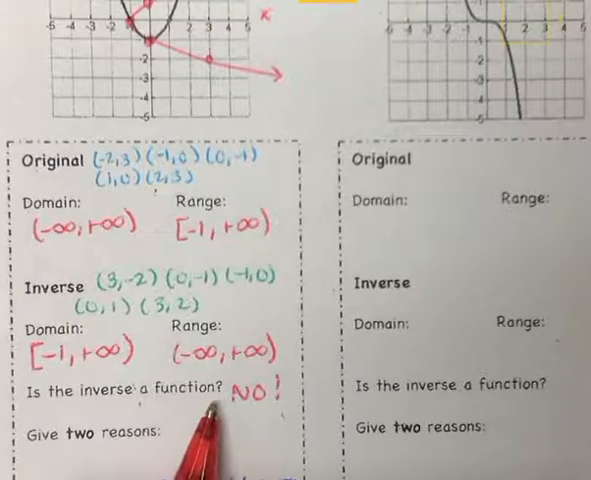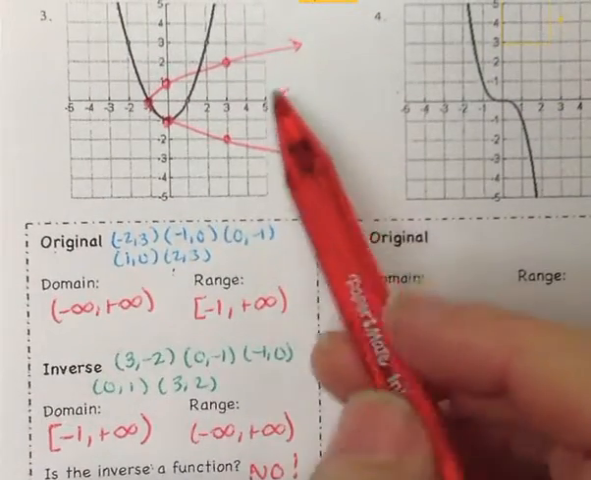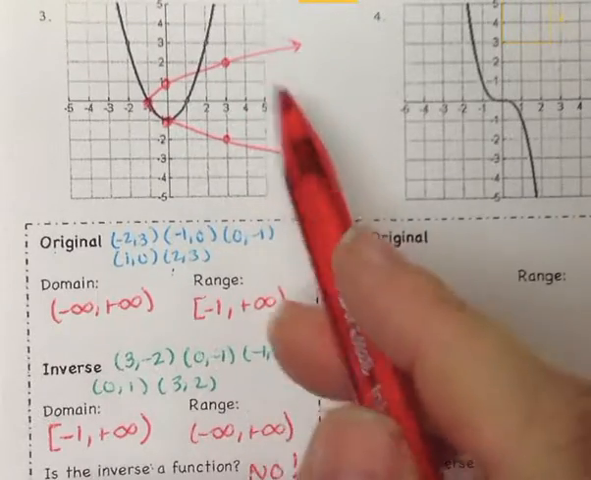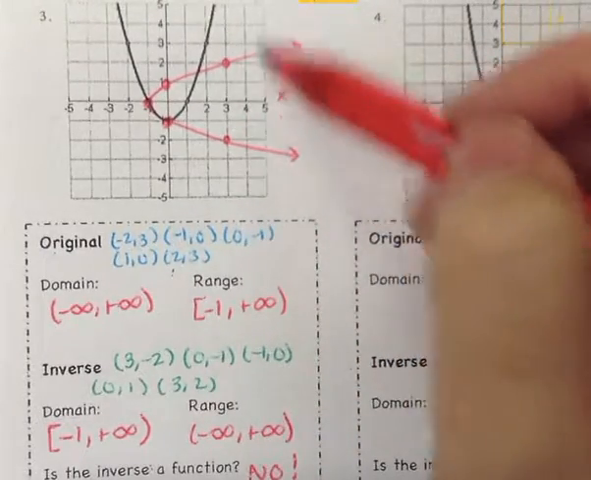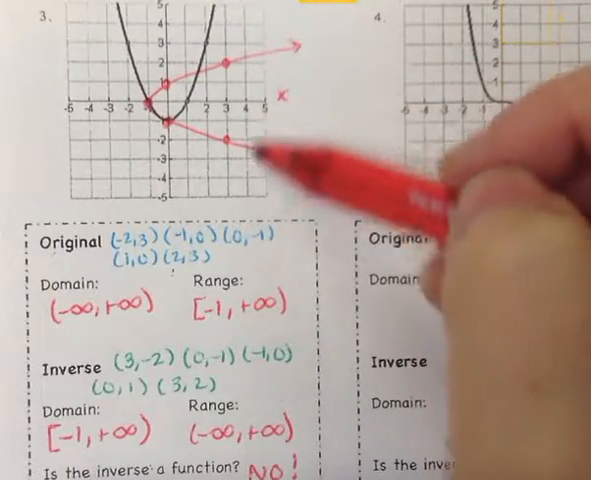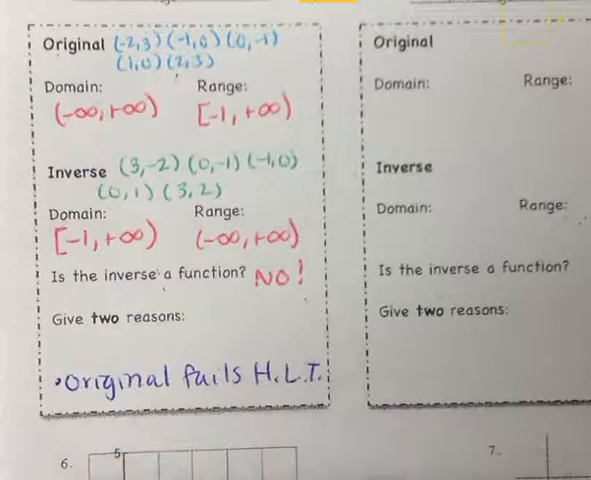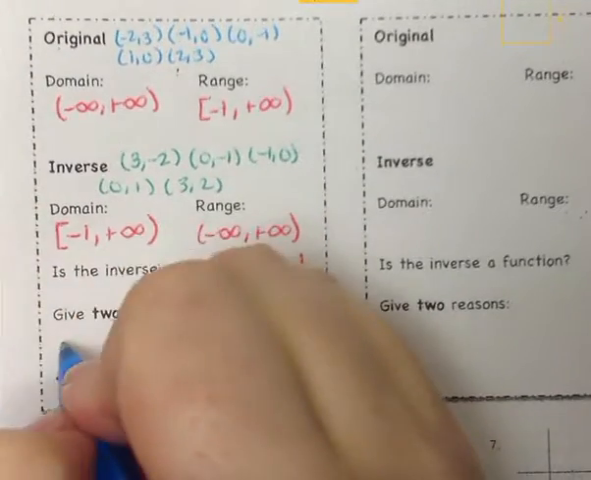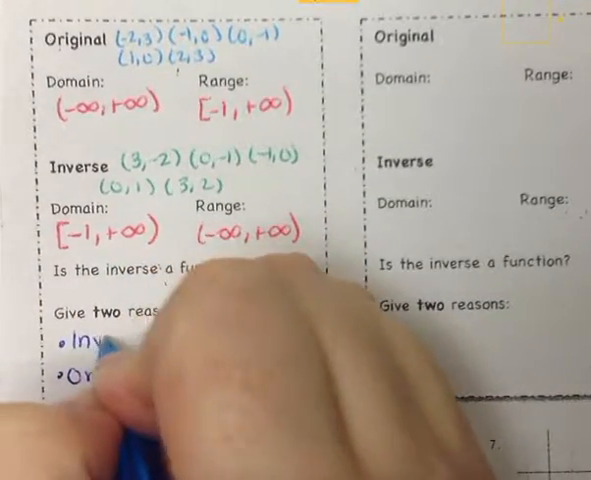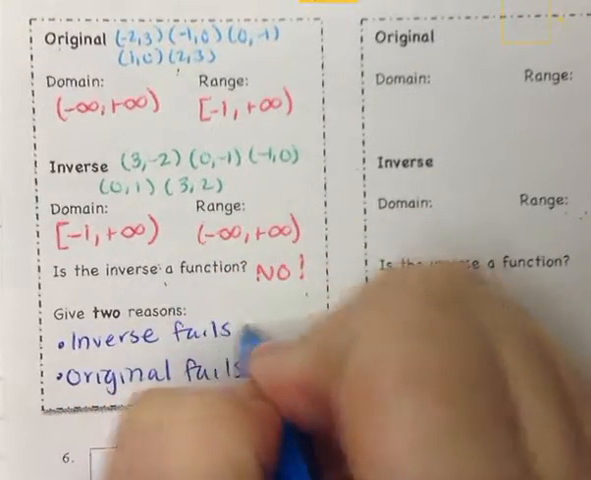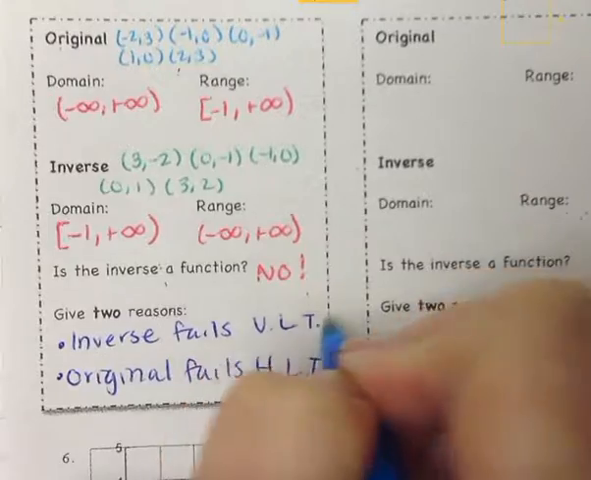We still can say that this is not a function because now that we have this graphed, we can check the vertical line test because we have the graph. So this red one, if I drew a vertical line, it would not pass. So the other reason why it is not a function is the inverse, the actual graph of the inverse, fails the vertical line test.